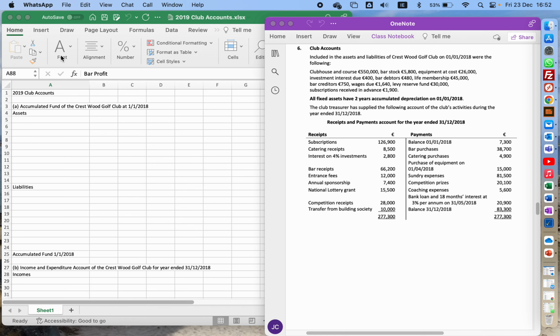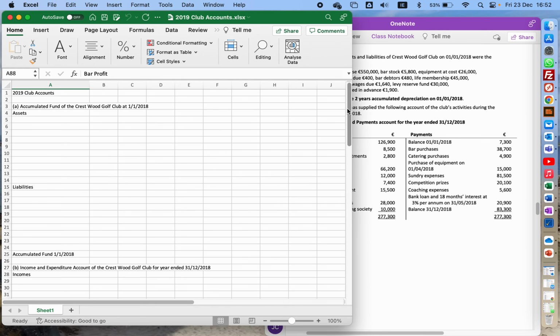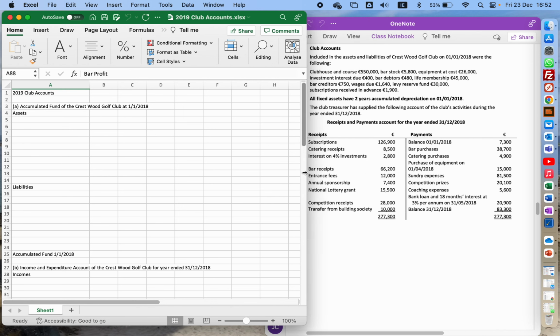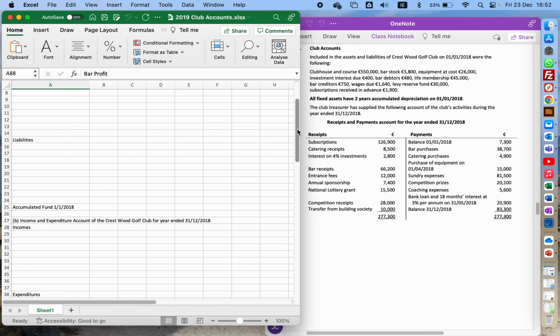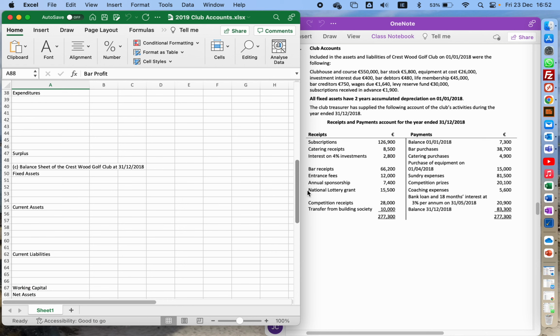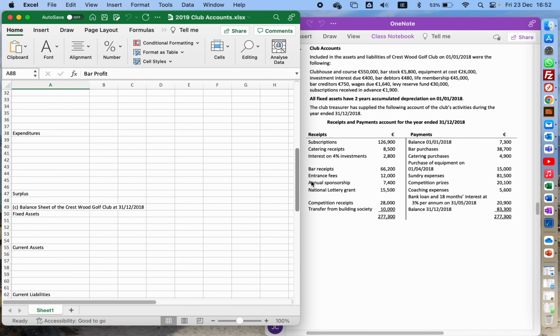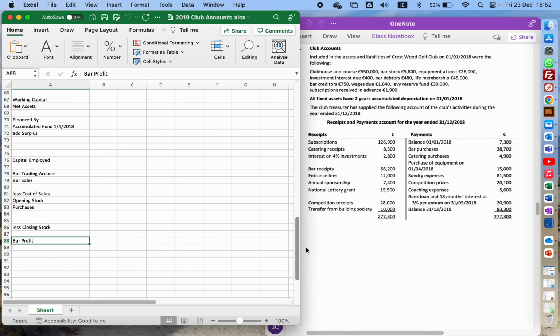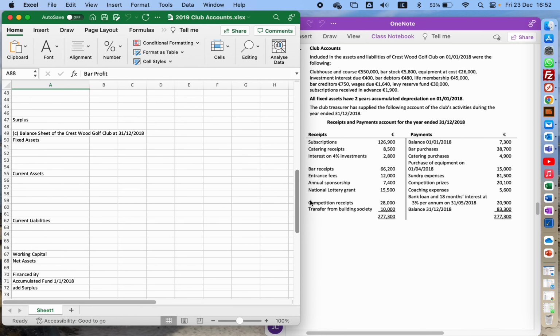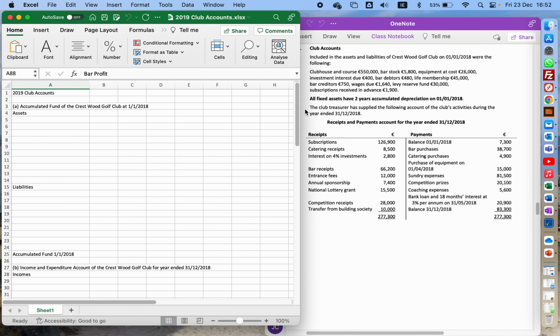2019 paper, the club accounts, and just quickly run through the basic layout of the documents to be doing. So the opening accumulated fund, the income and expenditure, there may be a bar trading account to be done, so I have that left down the end. So let's get started in.